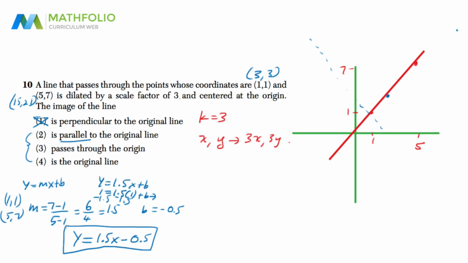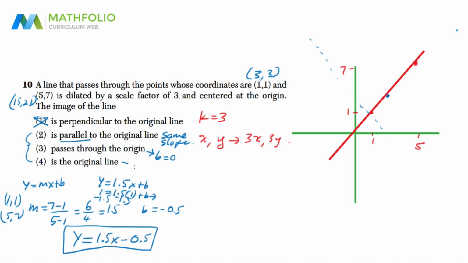So to find out if it's parallel, the new line is going to have the same slope. And to find out if it passes through the origin, this is going to give us a y-intercept, which is the letter b, of 0.